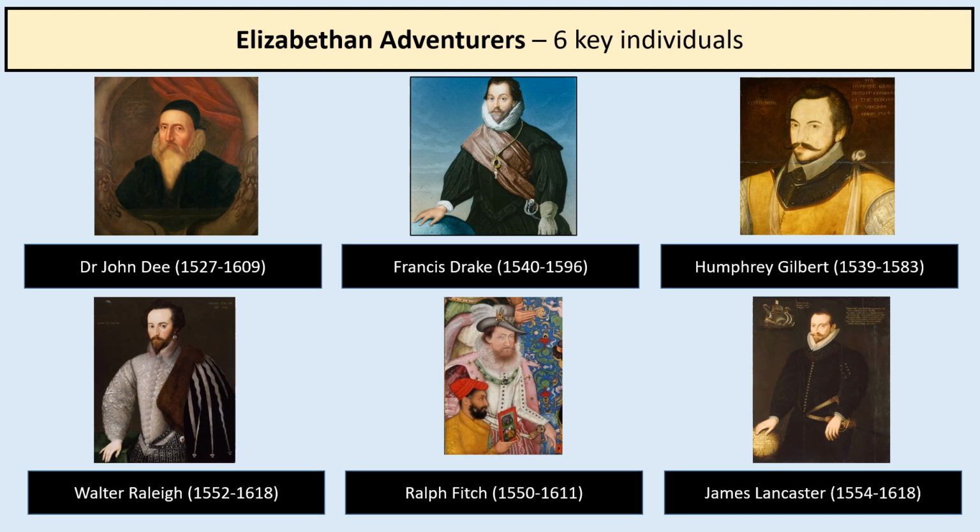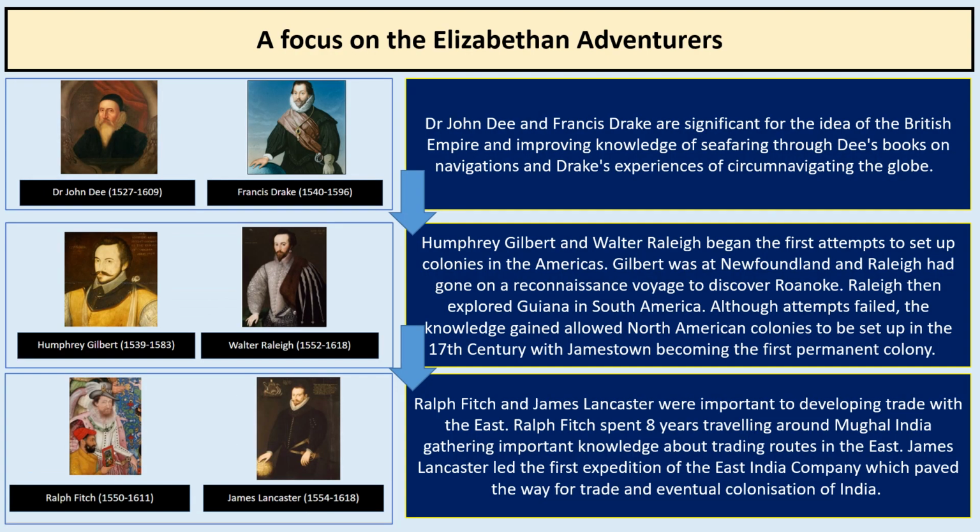Okay, so within this presentation, we're going to look at 6 key individuals during this time to really hone in on the idea of Elizabethan adventurers. We're going to find out about Dr. John Dee. We're going to learn about Francis Drake, Humphrey Gilbert, Walter Raleigh, Ralph Fitch and James Lancaster. So there are 6 key individuals that you really need to know a lot about. So we'll zone in on them in a little bit more detail. You can look at them in pairs.